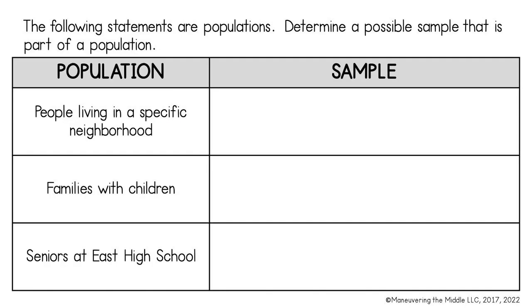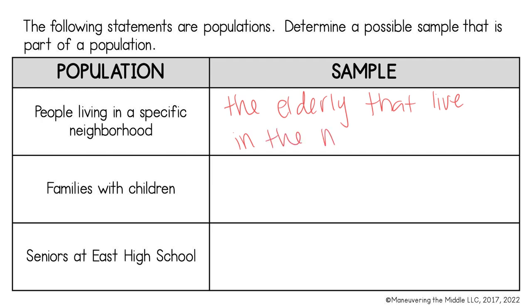So we are given a couple of populations and we're going to write the samples. Like people living in a specific neighborhood is the population. The sample, or a subset in there, could be the elderly that live in that neighborhood. It could be all the children that live in that neighborhood, as long as it's still about that neighborhood, but it's a specific group, okay?